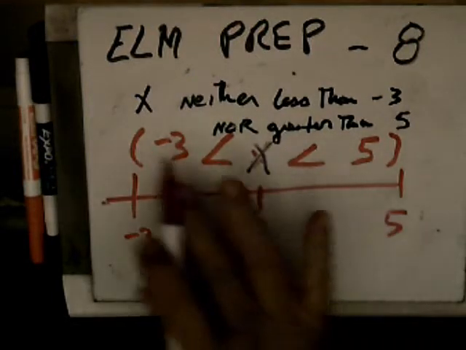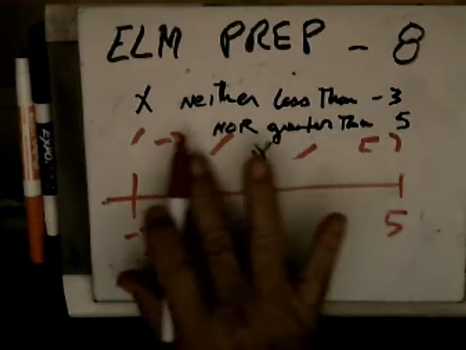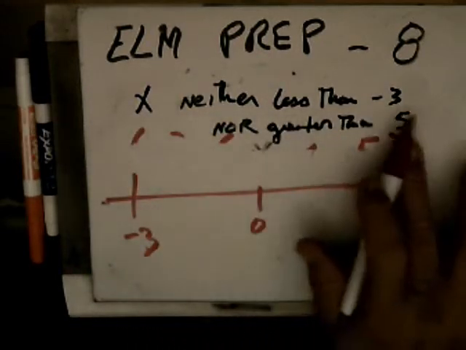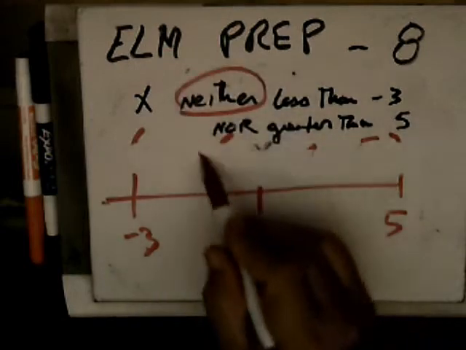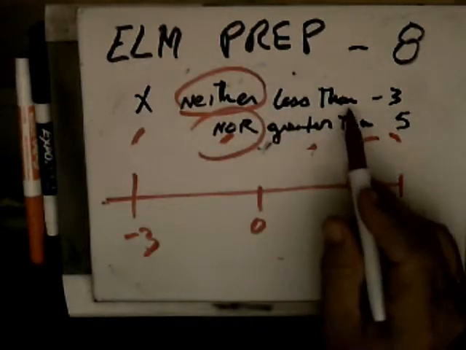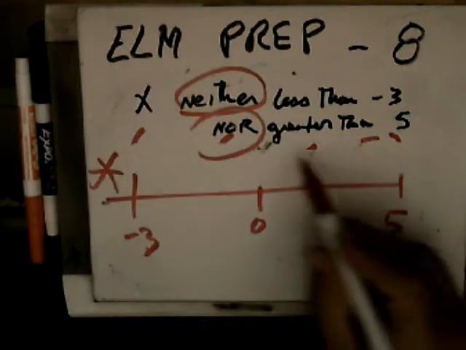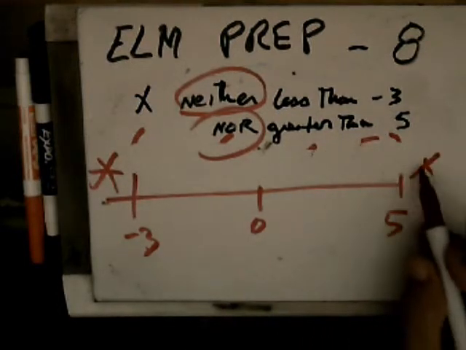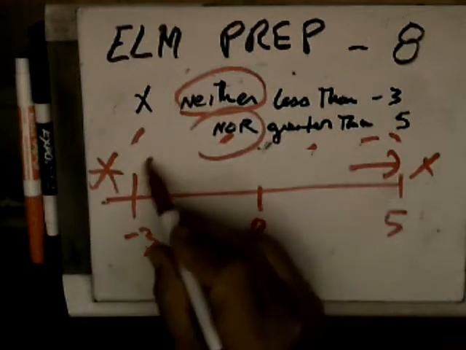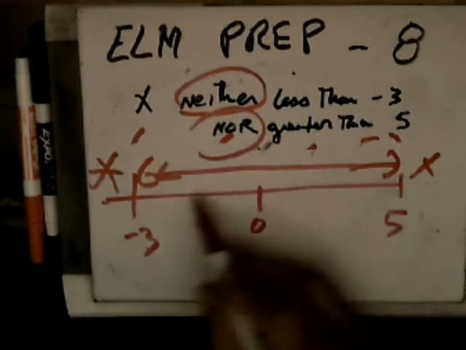This neither nor business, don't let it mess with you. This just means not. X is not less than minus 3. It's not greater than 5. So it's below this and above this. And so then I have my region.